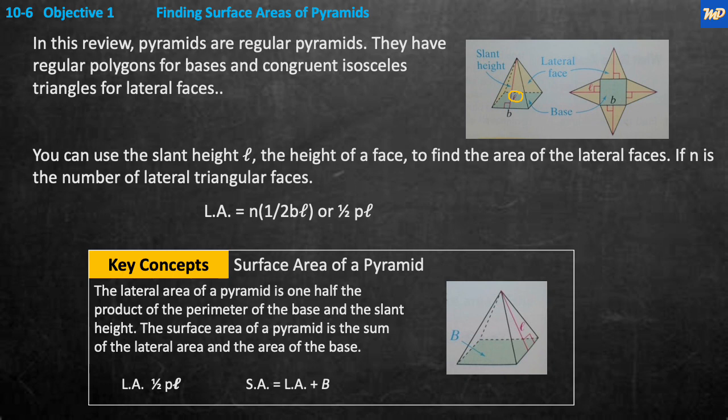Okay, the concept here, key concepts, surface area of a pyramid. The lateral area of a pyramid is 1/2 the product of the perimeter of the base and the slant height. That's defined by that L term. The surface area of a pyramid is the sum of the lateral areas and the area of the base. So you add up all the lateral areas, there are 4 triangles in this case, and you add in the area of the base, and you'll have the surface area of the pyramid.